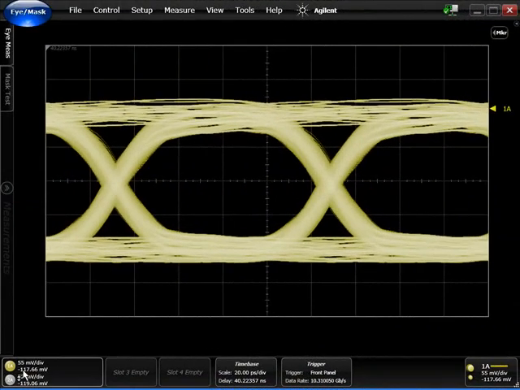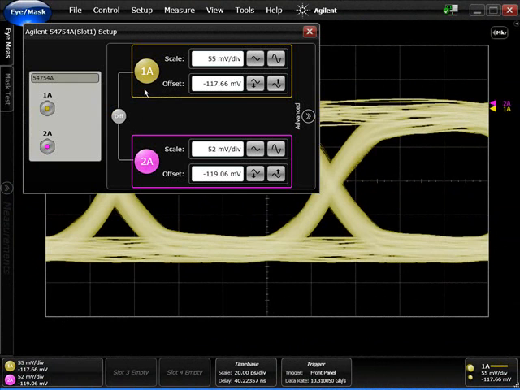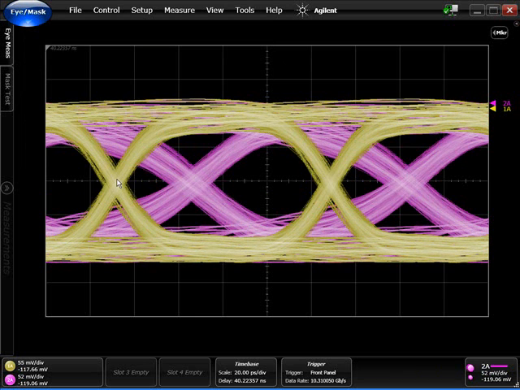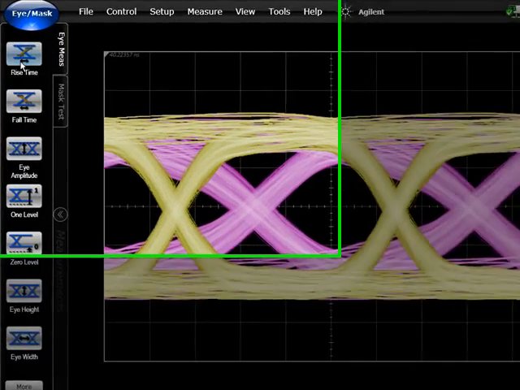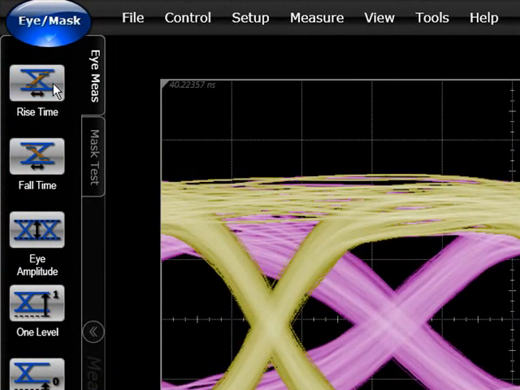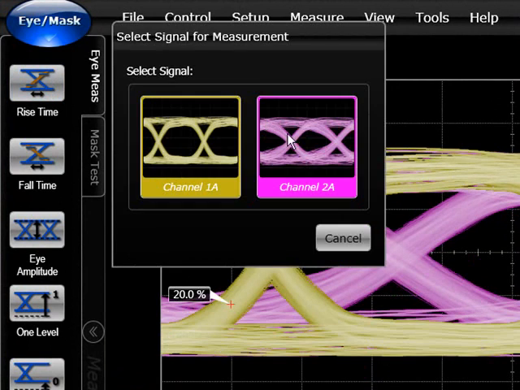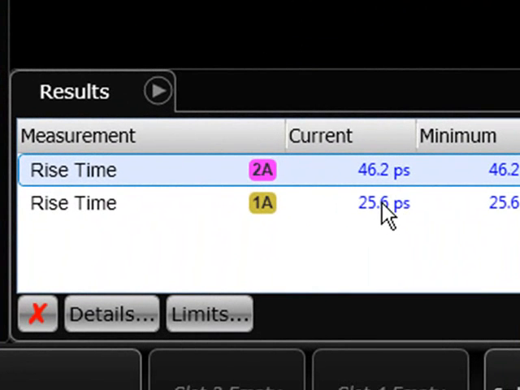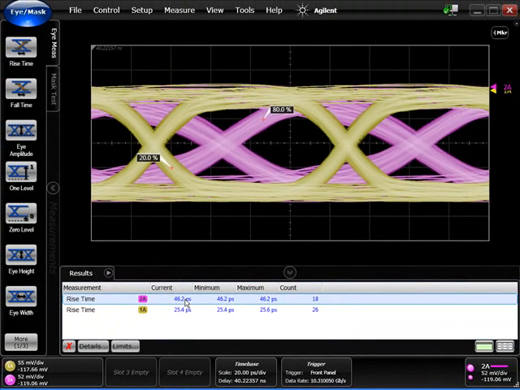I'm going to turn that on as well so we can see the two signals laid on top of one another, and you can certainly see that channel 1, which is in the yellow, is definitely better fidelity. It has faster rise time and a more open eye opening. If we make a quick rise time measurement on channel 1, and do the same thing on channel 2, you can see that channel 1 is about 20 picoseconds faster than channel 2. So you can definitely see that the fixture, the FR4, is degrading the 10 gig signal.